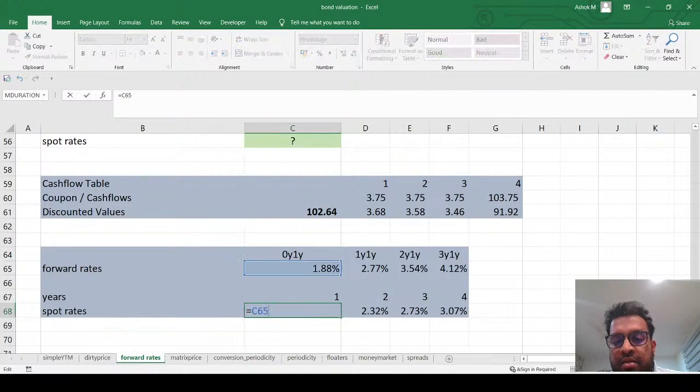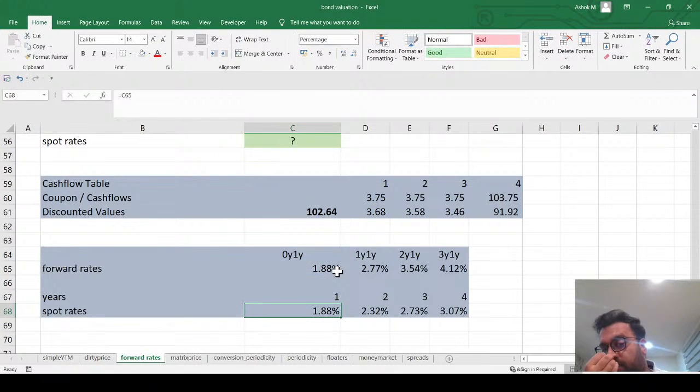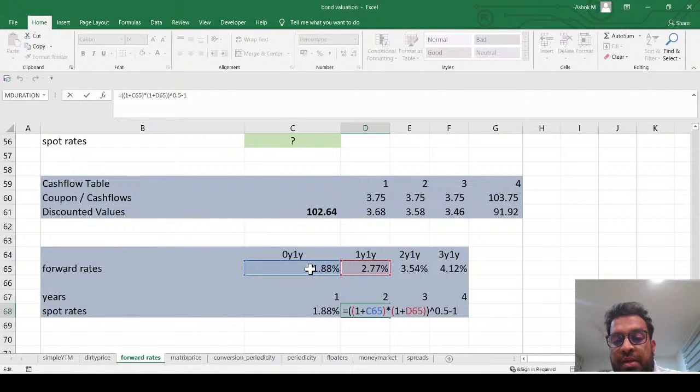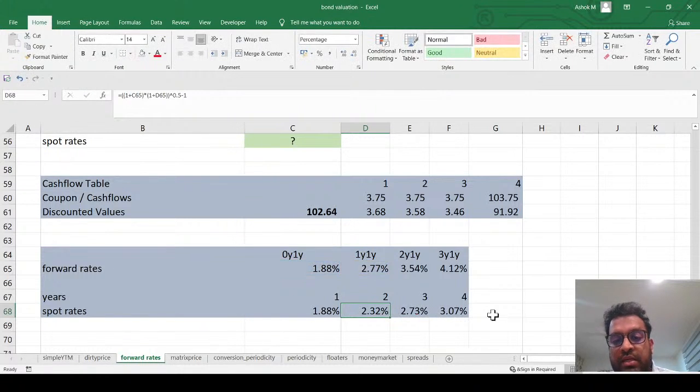Now I know my spot rate is the same as the forward rate only for the first year, so I'll take that. For the second year, what I need is a combination of these two. These two merge together to give me a spot rate. So I do 1 plus this rate multiplied by 1 plus this rate, that is the compounding. Since spot rate is an annual rate, this exponent is 1 by 2, 0.5, and minus 1 to get the percentage.